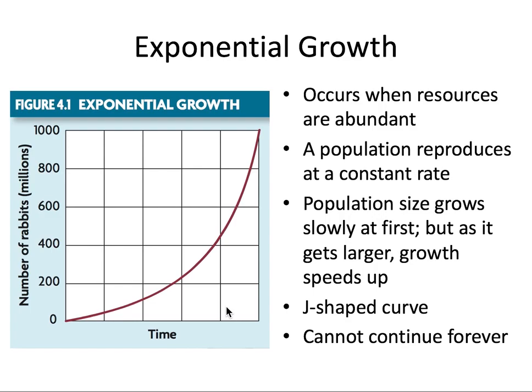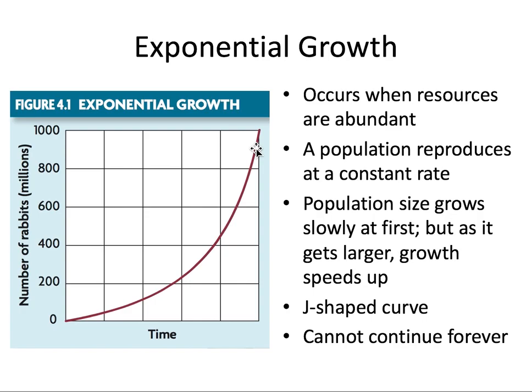Exponential growth. This is something that occurs when resources are abundant. There is a lot of food and a lot of space. And what happens is that the individuals will reproduce at a constant rate and the population will slowly start to grow. And you have more individuals reproducing, and then those individuals reproduce. And what happens is as those individuals reproduce, the population is going to grow faster and faster and faster. Population growth will speed up. And what you have is this J-shaped curve that is characteristic of exponential growth.